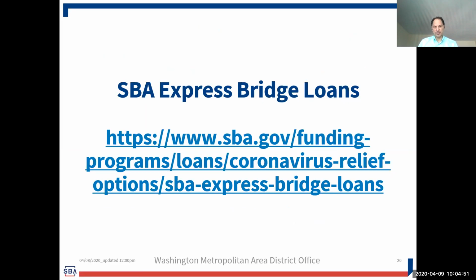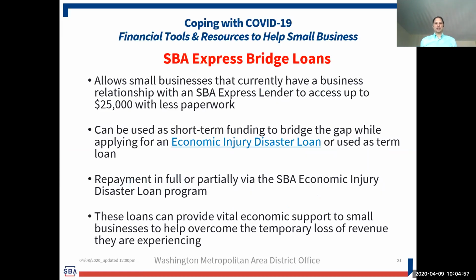The Express Bridge loans. These are loans for businesses that currently have a business relationship with an SBA Express lender. Not all 7A lenders do the SBA Express loan. But if you have an SBA Express loan, you know who you are. If you're connected to an SBA Express lender, you can get up to $25,000 with less paperwork. You can get it more quickly, and it can be used for short-term funding to bridge a gap while you wait for the loan decision on the EIDL, which is going to take about 30 days. Or you can use it as a term loan.